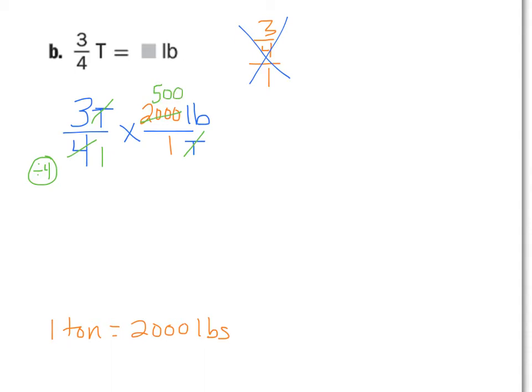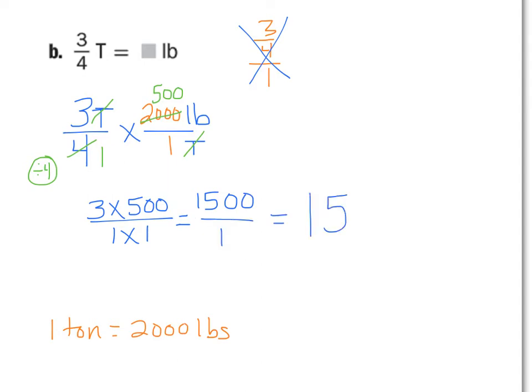So let's rewrite this. I have 3 times 500 over 1 times 1. So 3 times 5 is 15, and those zeros stay at 0 over 1. So our answer is 1,500 pounds, because that's my leftover label right there.